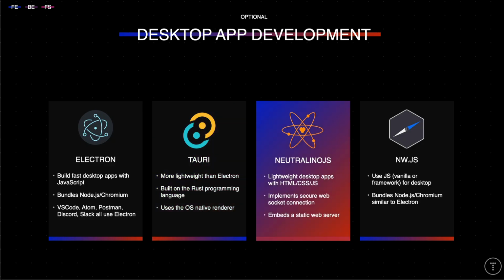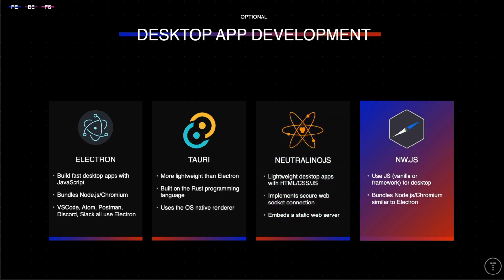So next we have Neutralino.js, and this is another option. It's a lightweight and portable framework that allows you to build cross-platform desktop apps with web technologies. And it implements a secure WebSocket connection for native operations, and it embeds a static web server to serve the web content within the desktop application. Also, it offers a built-in JavaScript client library for developers.